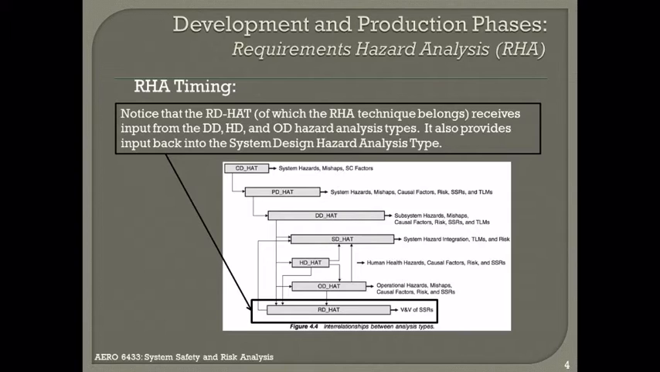The requirements hazard analysis takes input from many different other hazard analysis types, and it provides output as verification and validation, as well as system safety requirements, SSRs. Those are the outputs. Outputs go to the system design hazard analysis type that we just talked about. So some of the outputs, the requirements design, go into system design hazard analysis to be further analyzed.